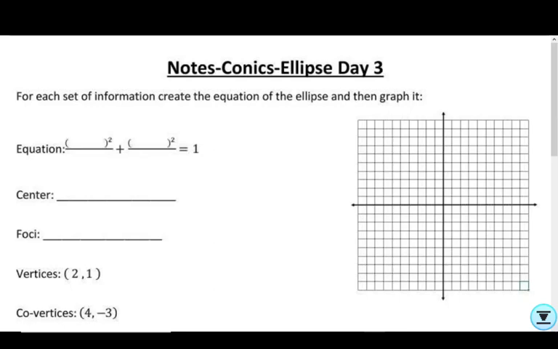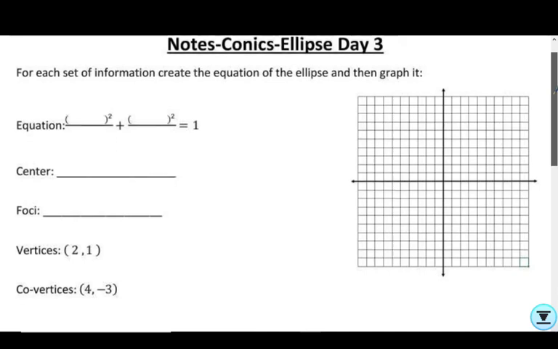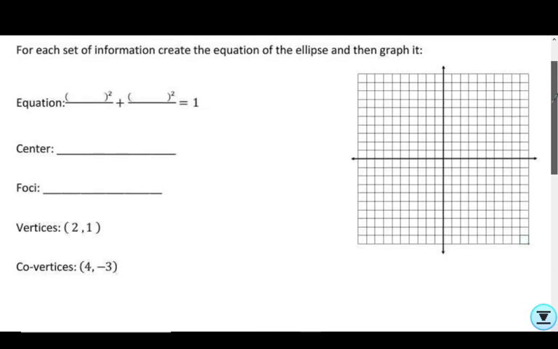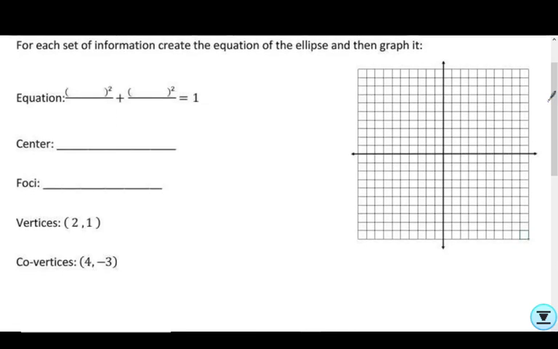Okay, so day 3, we're going to talk about actually creating the equation when we're given specific information. We're going to be given this information and we're going to create the equation of this ellipse. What they've given us is the vertices and the co-vertices. The easiest way to think about this or to do it is to actually graph it.